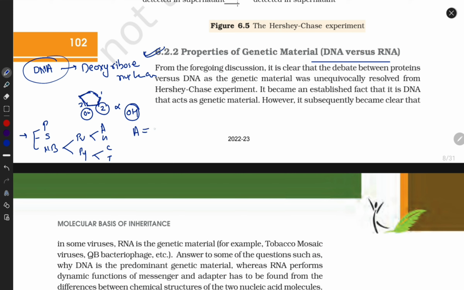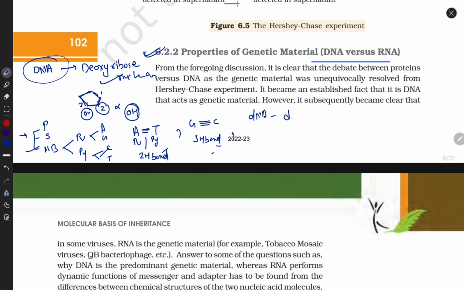Next property: adenine pairs with thymine. This is the purine part and this is the pyrimidine part. This is the double bond, a double hydrogen bond. Another property: G and C pair with 3 hydrogen bonds. Clear or not, guys? Okay, next property. I'm writing the properties here, okay? The DNA is what? Double helical structure.